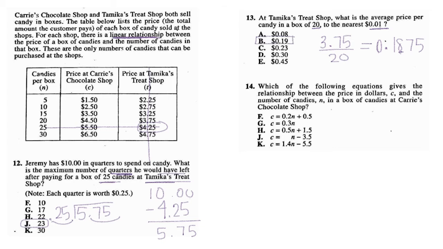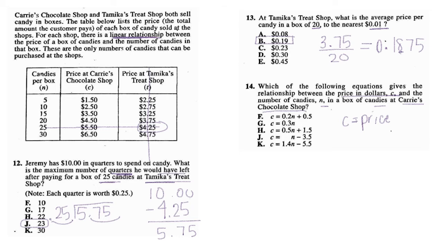All right, and now let's look at number 14. Which of the following equations gives the relationship between the price in dollars? So we need the price in dollars, and that's C. So all of the C is price. Okay, that's important to know. C is price, and N is the number of candies in the box of candies at Carrie's chocolate shop. So we need to go back and look at Carrie's chocolate shop.